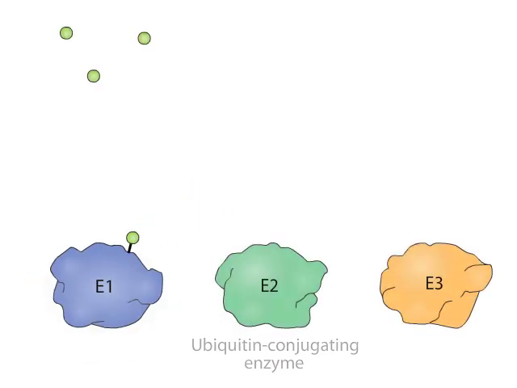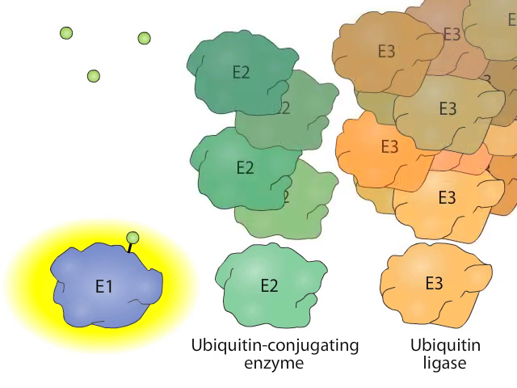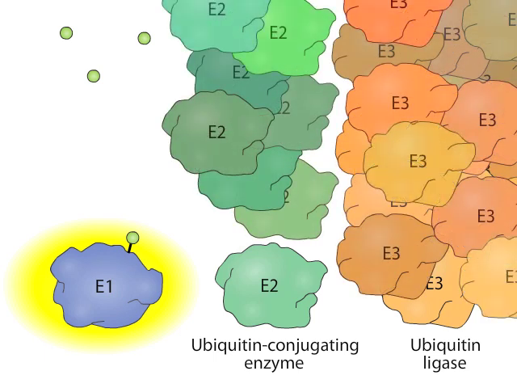E2, called a ubiquitin conjugating enzyme, and E3, called ubiquitin ligase, work in concert with E1 to add ubiquitin to target proteins. Most cells contain a single type of E1, but have several types of E2 enzymes and a large number of distinct types of E3 enzymes. Different E3s recognize different substrate proteins, a process which confers specificity to the ubiquitin proteasome pathway.